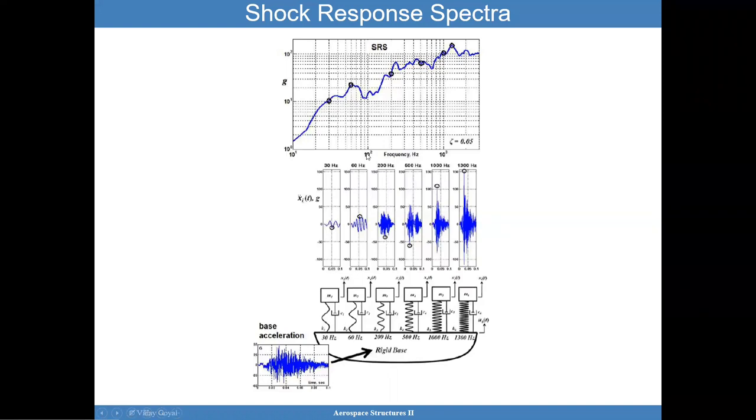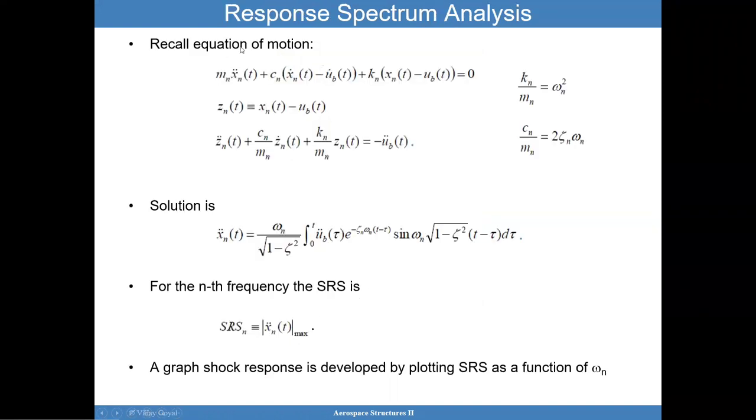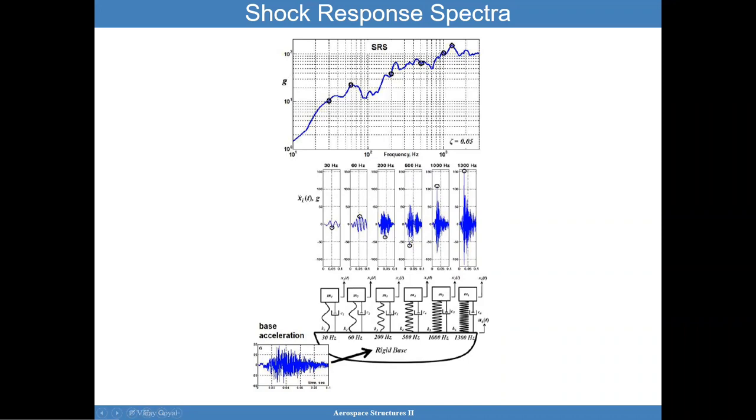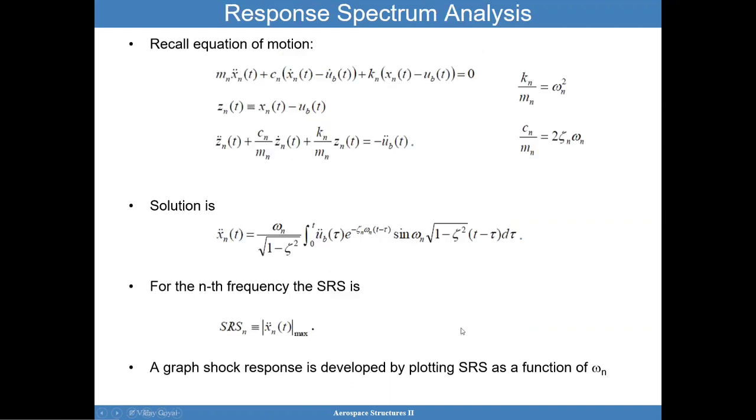I want to show you how that's done. So recall the equations of motion are given by this equation here. In this case, x is the motion of the mass, and the base is u, the deflection u here. So there's a relative motion that impacts the spring stiffness, and that's why you can see that we're calculating the difference of these two values.